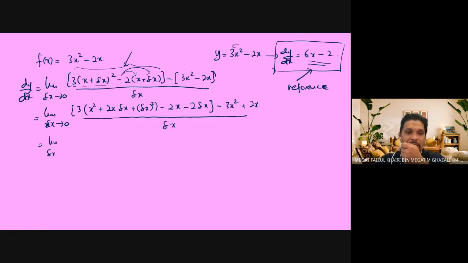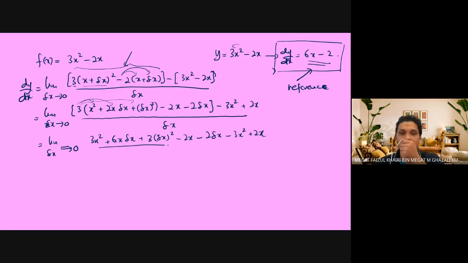Okay, limit of delta x approaching 0. So expand: 3 times x squared, 3x squared, 3 times this plus 6x delta x plus 3 times this, 3 delta x squared, minus 2x minus 2 delta x, minus 3x squared plus 2x, everything divided by delta x.